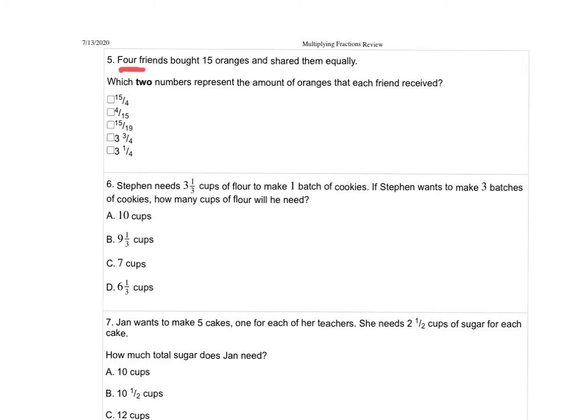4 friends bought 15 oranges and shared them equally. Now, using your keyword sheet, some new words have come into play here. We have brought in shared and equally. So look at your keyword sheet in your notes that I had you write down on Monday, and you should notice that shared and equally tells us we're going to divide. You're going to divide this time. You're sharing something. You're giving it away.